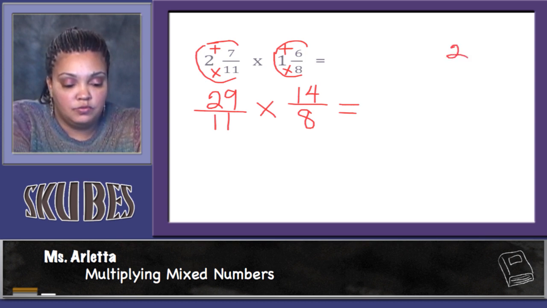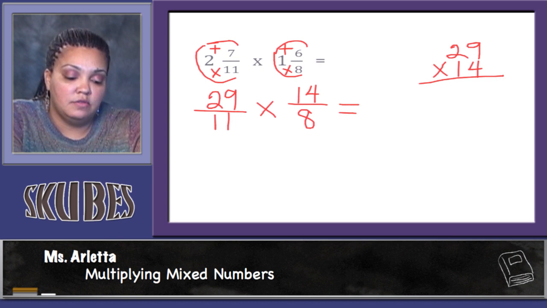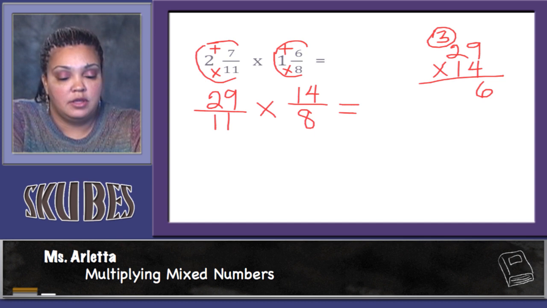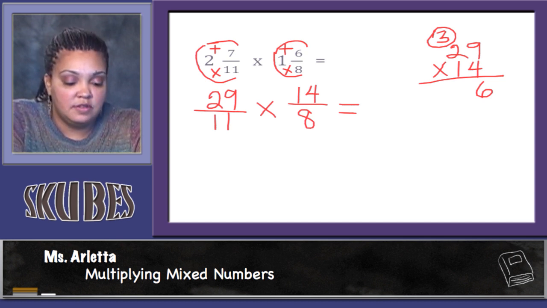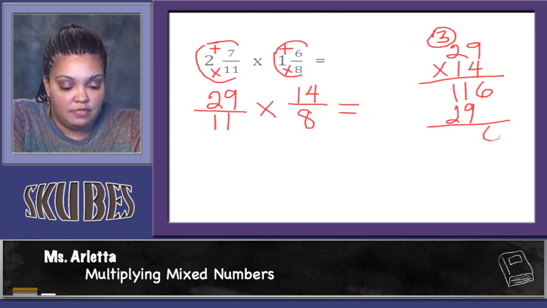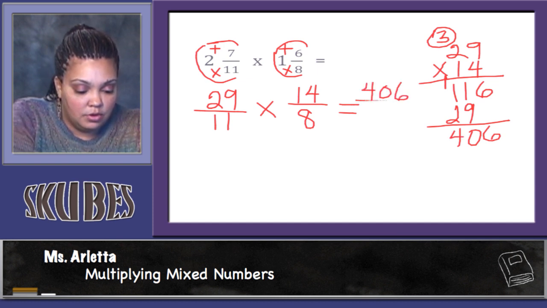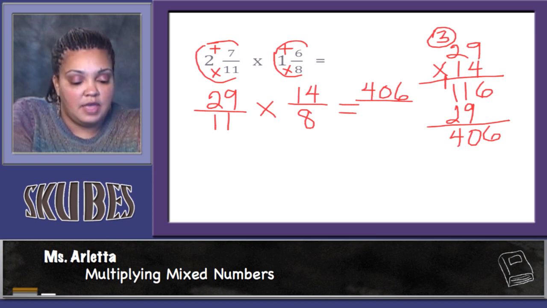We have numerators of 29 and 14. When we multiply these two, we have 4 times 9 is 36, carry your 3. 4 times 2 is 8, plus the 3 is 11. 1 times 9 is 9, and 1 times 2 is 2. When we add them together, 10, carry your 1, we have 406. So you have 406 over 11 times 8 is 88.